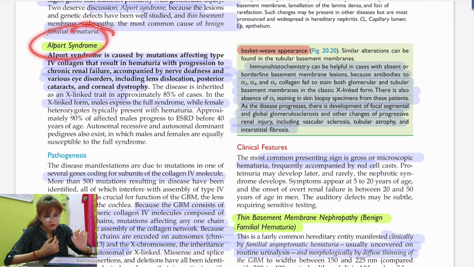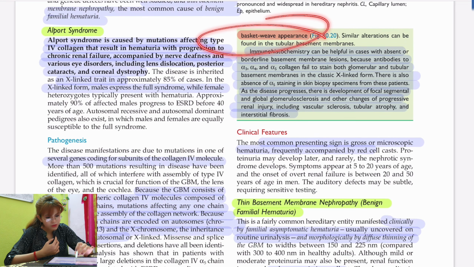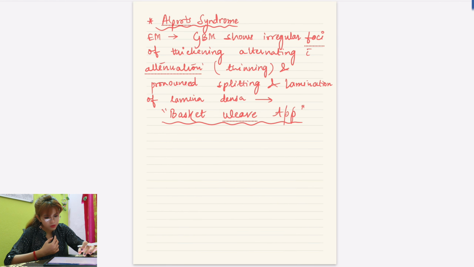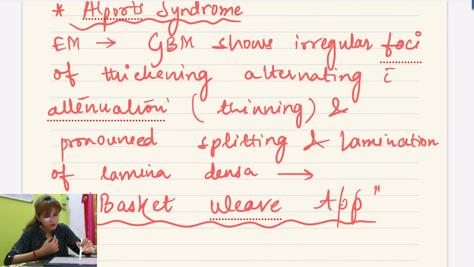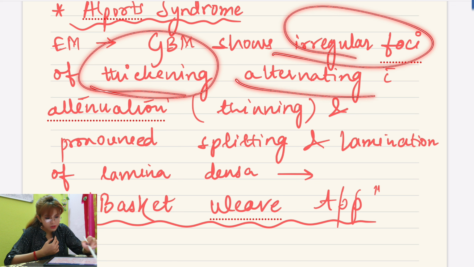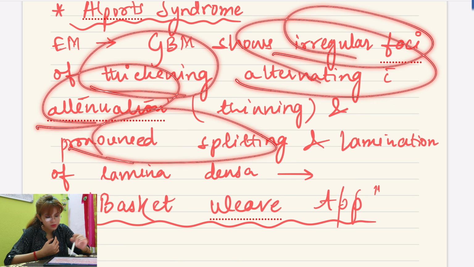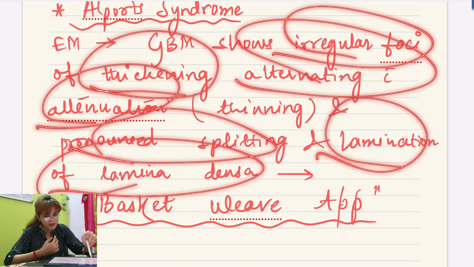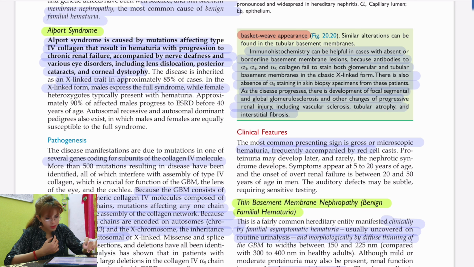So in Alport's syndrome, the most important point is the basket weave appearance. I've already mentioned this over here that the GBM will show irregular foci of thickening alternating with attenuation and pronounced splitting and lamination of the lamina densa, giving rise to the basket weave appearance.